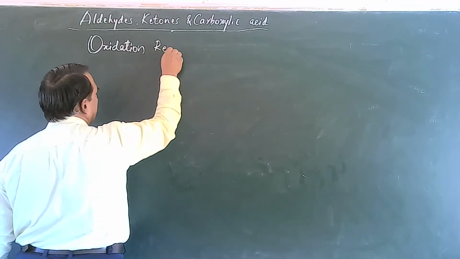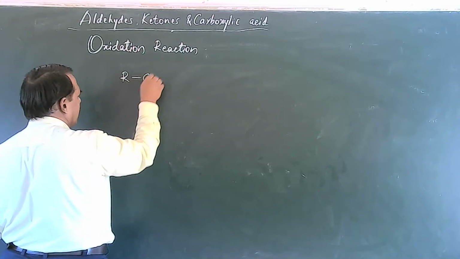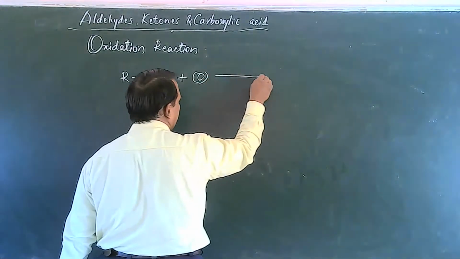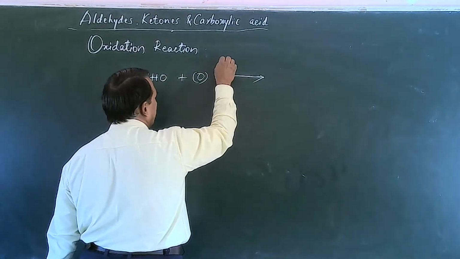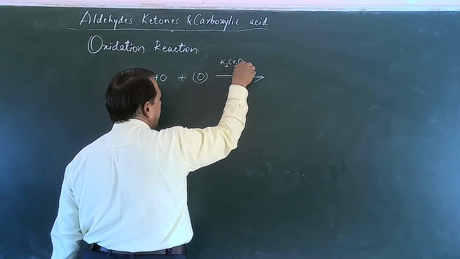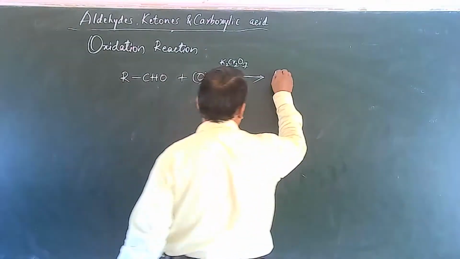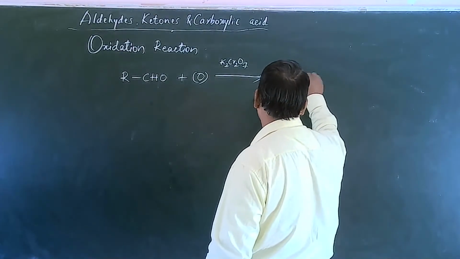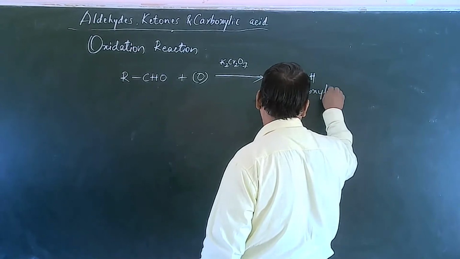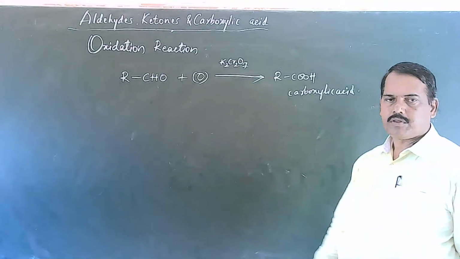Oxidation reaction. When an aldehyde is oxidized in the presence of a strong oxidizing agent like acidified potassium dichromate, K2Cr2O7, it is oxidized to carboxylic acid, COOH. Carboxylic acid is obtained. Are you clear?